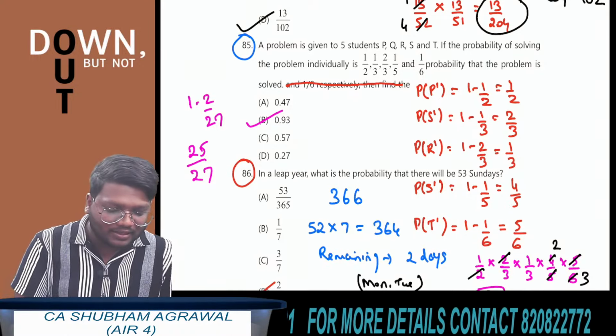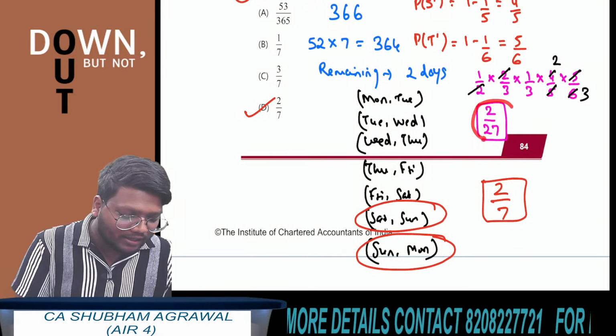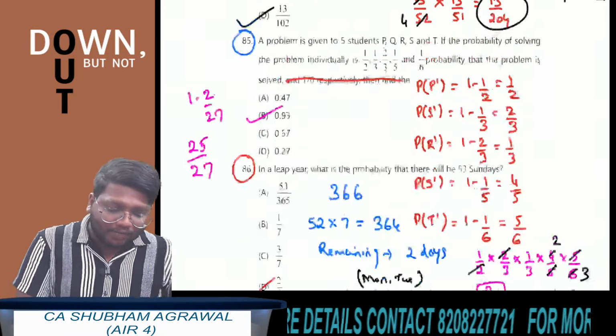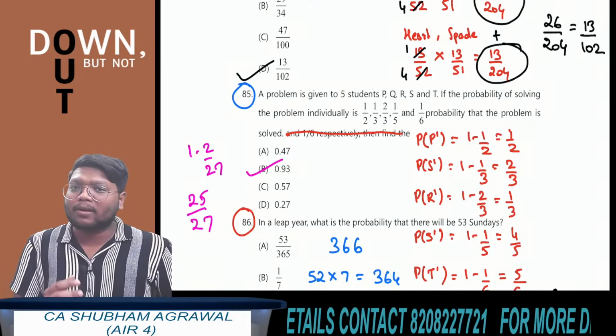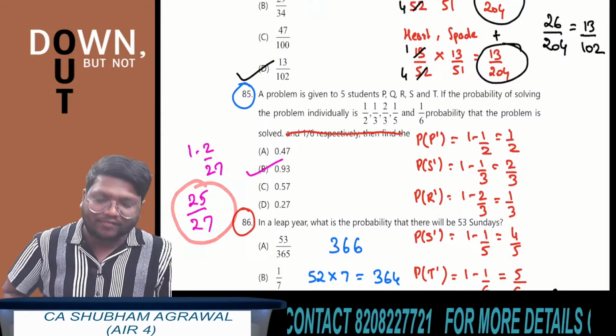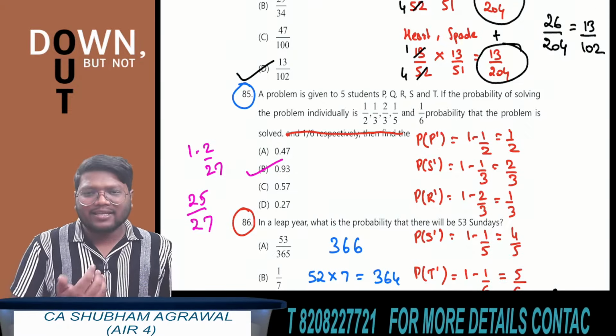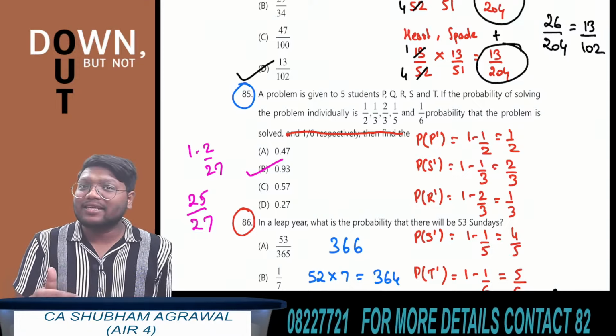Okay. If they would have asked here, what is the probability that a problem is not solved by any of the students? Then the answer is 2 by 27. But what they have asked in the question is the probability that a problem is solved by any of the students. So the answer is 25 by 27, and 25 by 27 is 0.93. This question is also very important, and a similar type of question is there in the illustration.